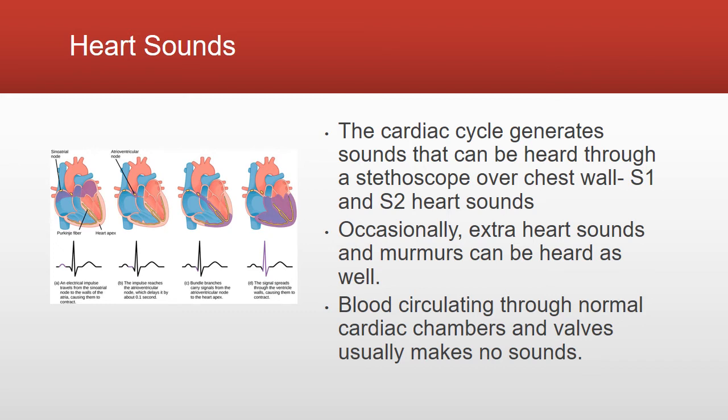The next step in the cardiovascular assessment is auscultation of heart sounds. The cardiac cycle generates sounds that can be heard through the stethoscope over the chest wall. These are the S1 and S2 sounds, or the lub-dub. Occasionally, you can hear extra heart sounds and murmurs. These include S3, S4, and murmurs. Blood circulating through normal cardiac chambers and normal valves should not make any sounds, though.